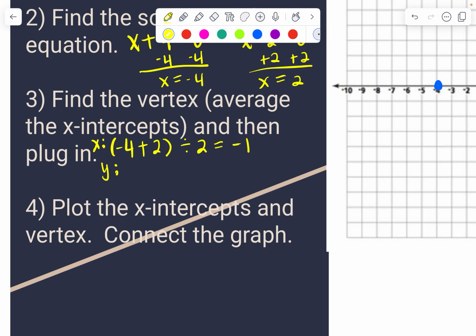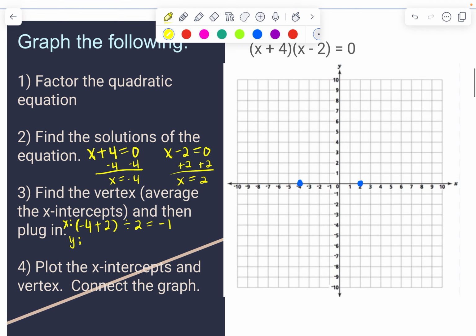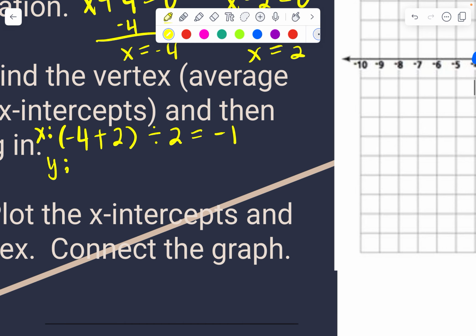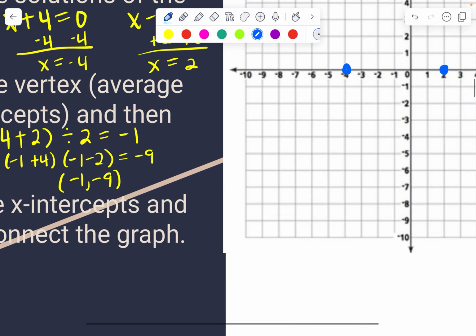To find the y value, just like we did last unit, we'll take this x value and plug it into the original equation. So instead of x plus 4 and x minus 2, I'm going to use negative 1. Negative 1 plus 4 times negative 1 minus 2, and that gives me a negative 9. So my vertex is at negative 1, negative 9. And now I have my points.